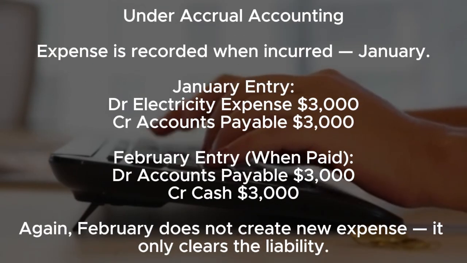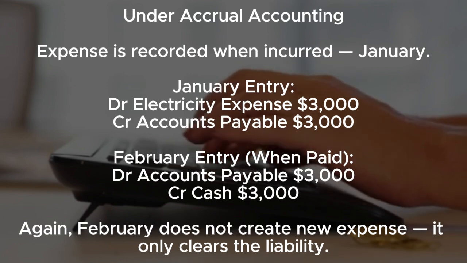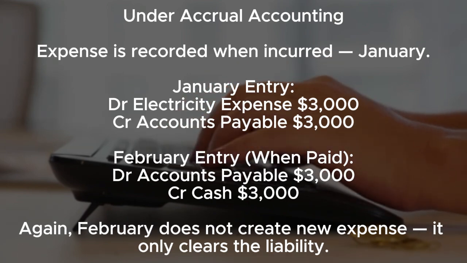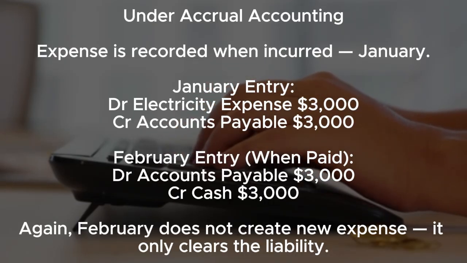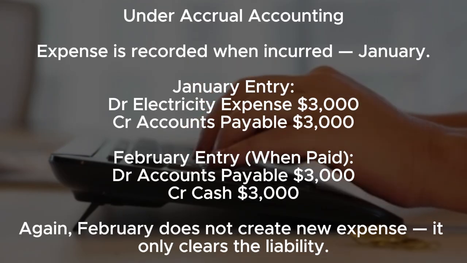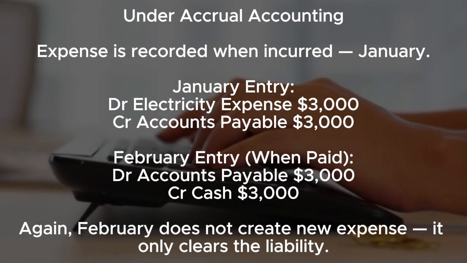Under accrual accounting, expense is recorded when incurred, in January. January entry: debit electricity expense $3,000. Credit accounts payable $3,000. February entry when paid. Debit accounts payable $3,000. Credit cash $3,000. Again, February does not create new expense, it only clears the liability.